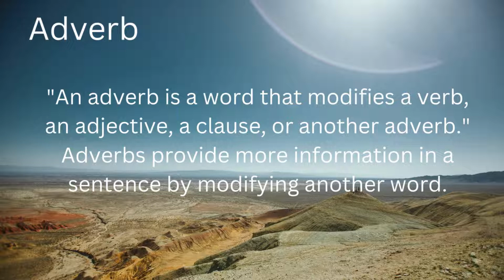Now, first of all, what is an adverb? An adverb is actually a word that increases the meaning of a verb. What is the proper definition? An adverb is a word that modifies a verb, modifies in terms of its meaning. It modifies a verb, an adjective, a clause, or another adverb. In simple terms, we can say that an adverb provides more information in a sentence by modifying another word. It can be a verb, an adjective, a clause, or another adverb.